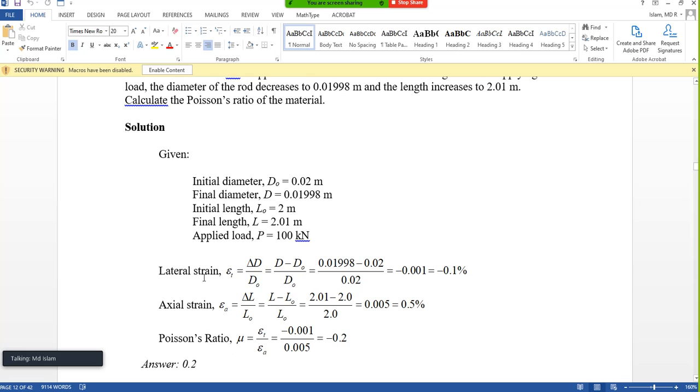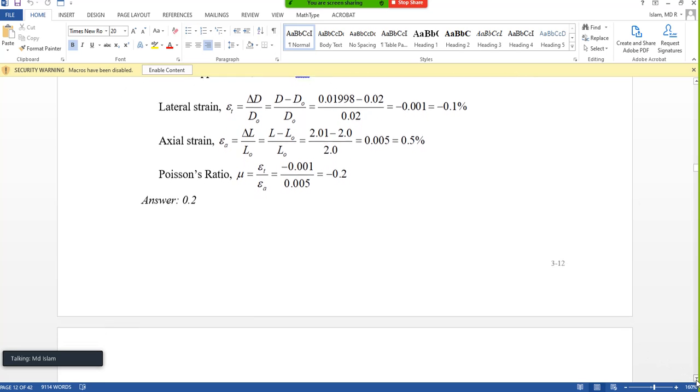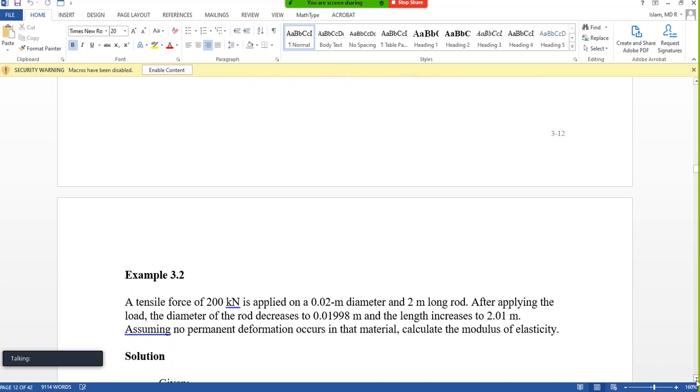Now hopefully you understood this example. Very simple example but very meaningful. In the FE exam there is a very good chance that you will get a question similar to this on stress and strain. Okay, the next example may not be Poisson ratio, something else. Next example, we did not cover the theory.